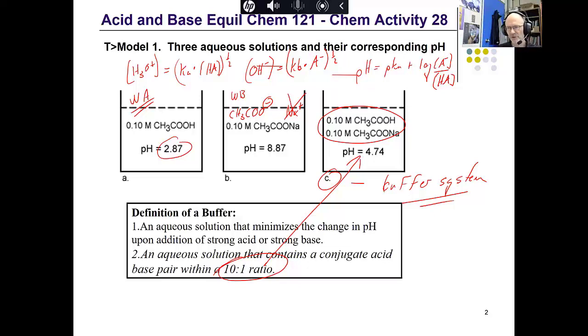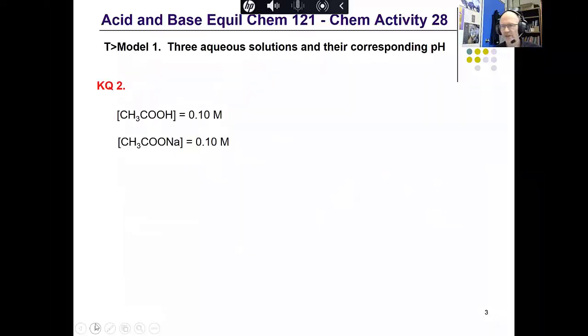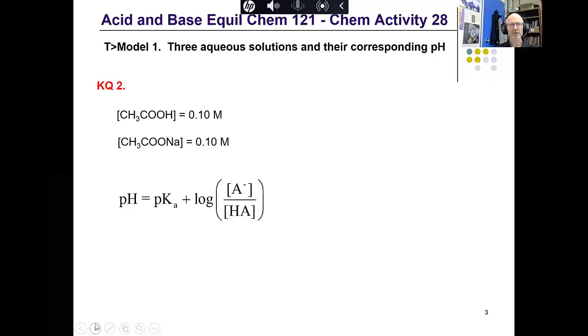Key question number 2 then goes on to ask, confirm that the pH in C is actually correct. Well, let's go on to do that. So key question number 2, we see that we've got the acetic acid concentration of 0.1 molar. We see that we've got the acetate, that is its conjugate base, concentration at 0.1 molar. And here we're allowed to use the Henderson-Hasselbalch equation. So there it is. Remember that you've got this in your formula sheet.